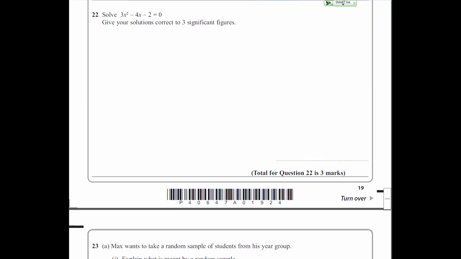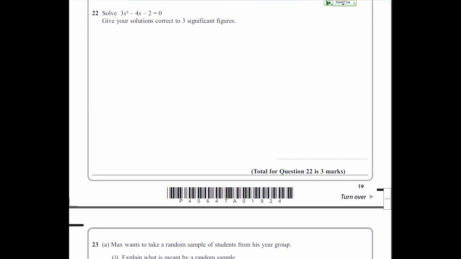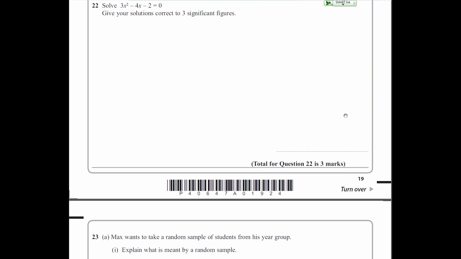Three marks, sorry. Question 22. Big hint for you here. Can you see? Give your solutions correct to 3 significant figures. When have you ever solved an equation, put it into 2 brackets and got a decimal? Have you ever done that? No, not really. You might get a fraction. Very rarely a decimal to 3 significant figures.